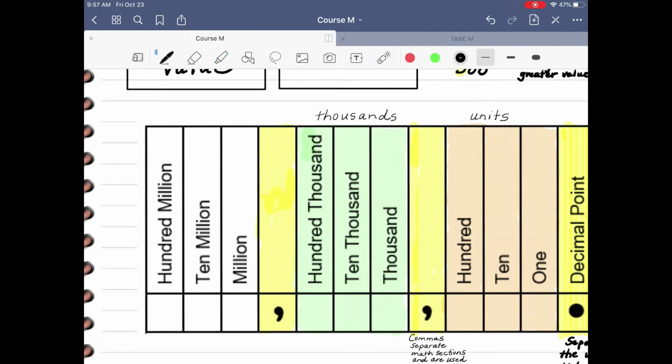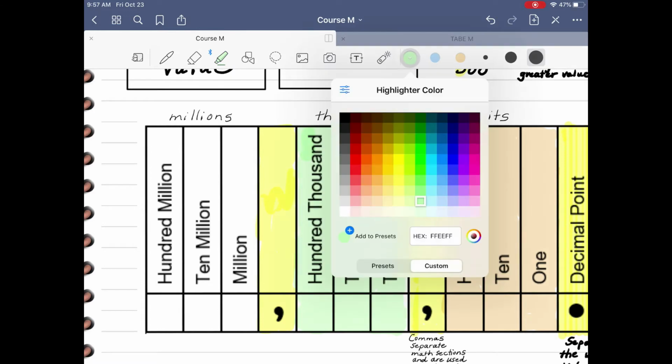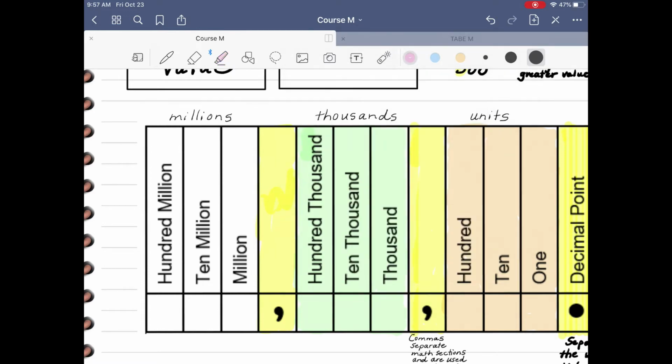And this one is the millions section. So let's name our section. And then we have 1 million, 10 million, 100 million. That pattern is so very important. It just repeats itself over and over again. So let me quickly color this in. And I'll show you how this chart works.